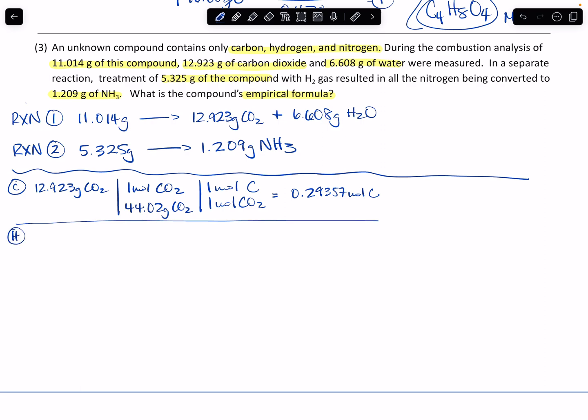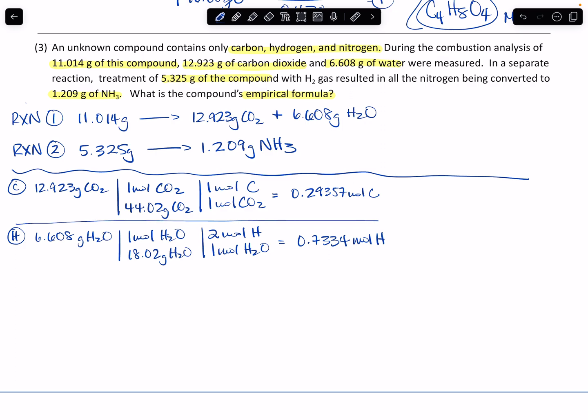Hydrogen. 6.608 grams of water. Then 1 mole of water molecules has a mass of 18.02 grams. And then for our mole ratio step, 1 mole of water molecules contains 2 moles worth of hydrogen atoms. Again, we multiply that out, we get 0.7334 moles of hydrogen. Now, could we take these, convert them to grams, and then subtract that from our total to find the nitrogen? Yes, because in this particular instance, they've given us that amount.